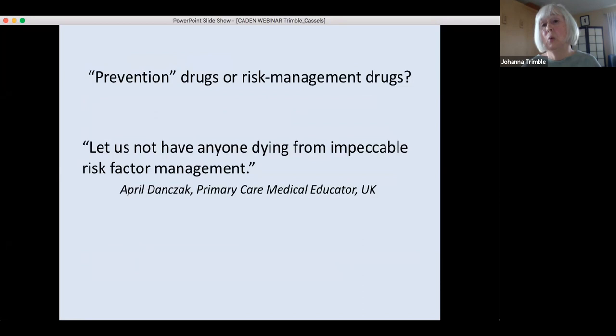I think we all believe or have believed that once a drug is approved and researched and it's on the market, if you take it for a condition, everyone gets the benefit. Well, that's not actually how it works. And I really liked this quote from a doctor in the UK. Let us not have anyone dying from impeccable risk factor management, because the more drugs you get, the more likely you are to end up in the hospital with a drug interaction.